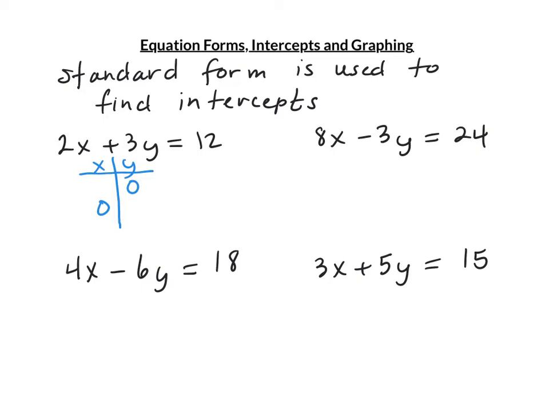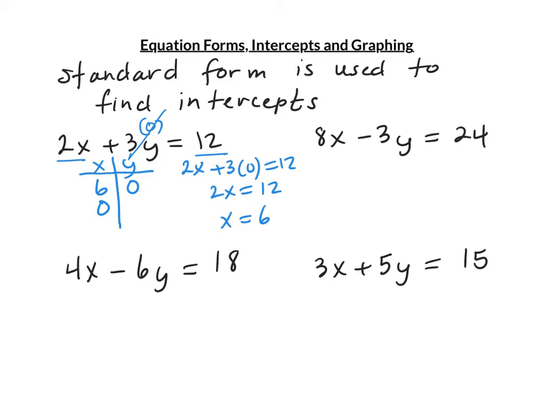Now, look what happens. I plug in y is 0. I get 2x plus 3 times 0 equals 12. 2x equals 12. X equals 6. So x is 6. And I'll do the same thing for plugging in x is 0 to find the y-intercept. But notice something here. If I put in y is 0, this term just drops out. And I end up with 2x equals 12. And x was 6.